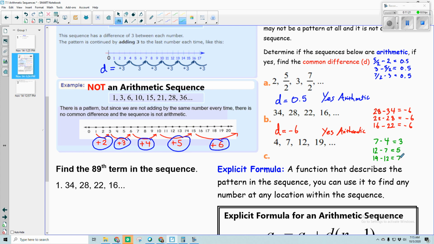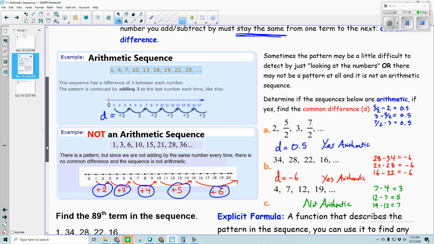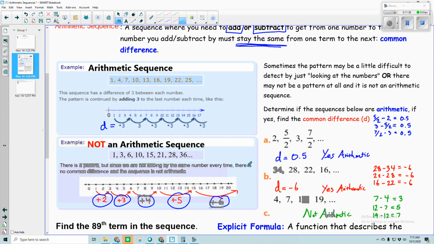All of these numbers should be the same. So I'm going to say there's no common difference, so there's no D, and this is not arithmetic. Because arithmetic sequences should always have a common difference, okay, of the same number.